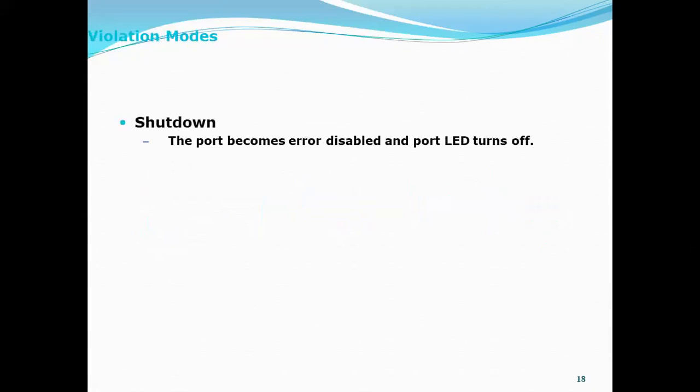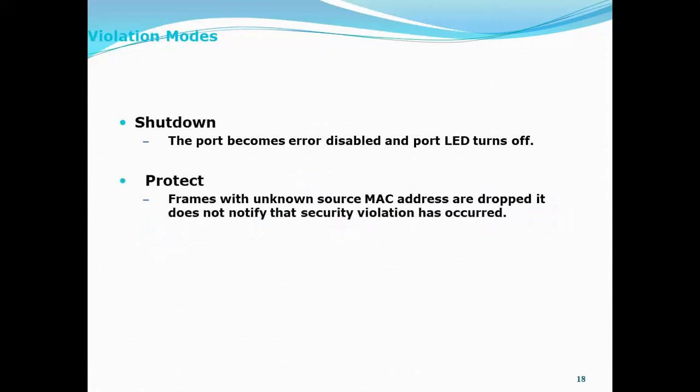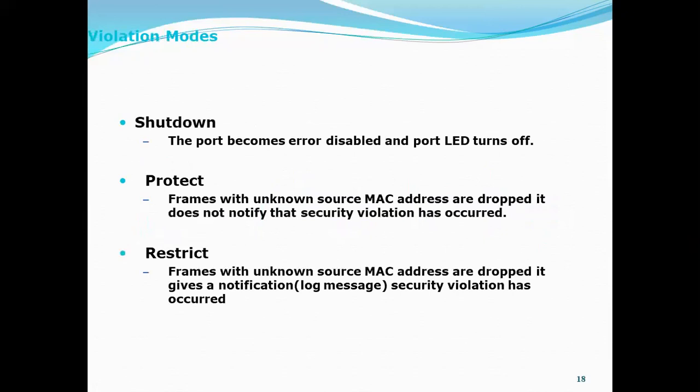Violation mode shutdown, the port becomes error disabled. Administratively down, shutdown, that is also called error disabled, and the port LED turns off automatically. Protect is the mode in which the frames with unknown source MAC address are dropped. It does not notify that a security violation has occurred. In restrict, frames with unknown source MAC address are dropped. It gives a notification, a log message, that a security violation has occurred.